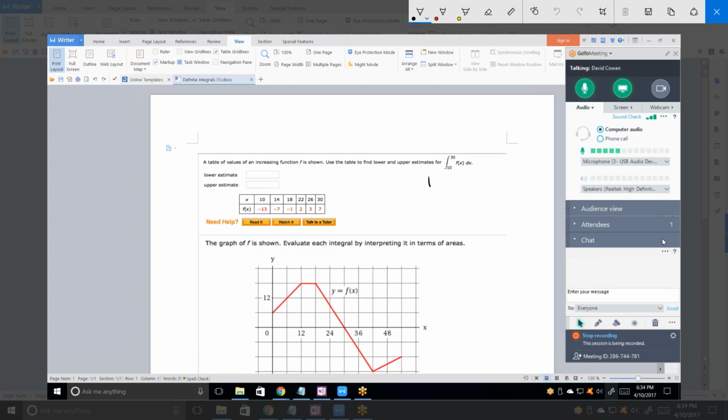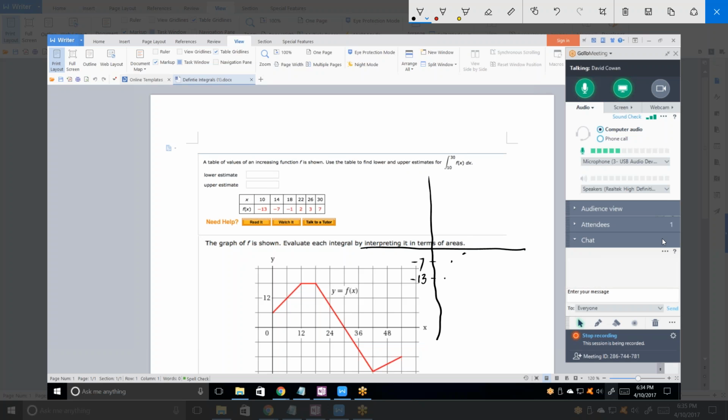If we start this problem by drawing the points, we don't know what the function is, but we know we've got these 5 data points. Well, there's 10, we'll call that minus 13. And then when x is 14, y is minus 7. And when x is 18, y is minus 1.